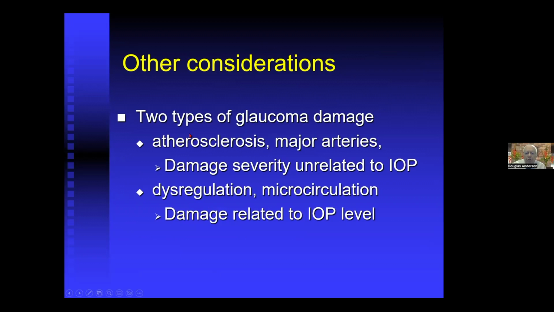Now, there has been some evidence discovered for two different kinds of glaucomatous damage when people consider the amount of damage and the level of intraocular pressure and bring them into clusters. There's a very interesting paper on this that we don't have time to go into, but basically what it shows is that for some people, the severity of the damage in their eye is unrelated to the level of their intraocular pressure. Whereas for people who have the dysregulation that we just described in the microcirculation, as opposed to the major arteries, their damage is related to the intraocular pressure level.